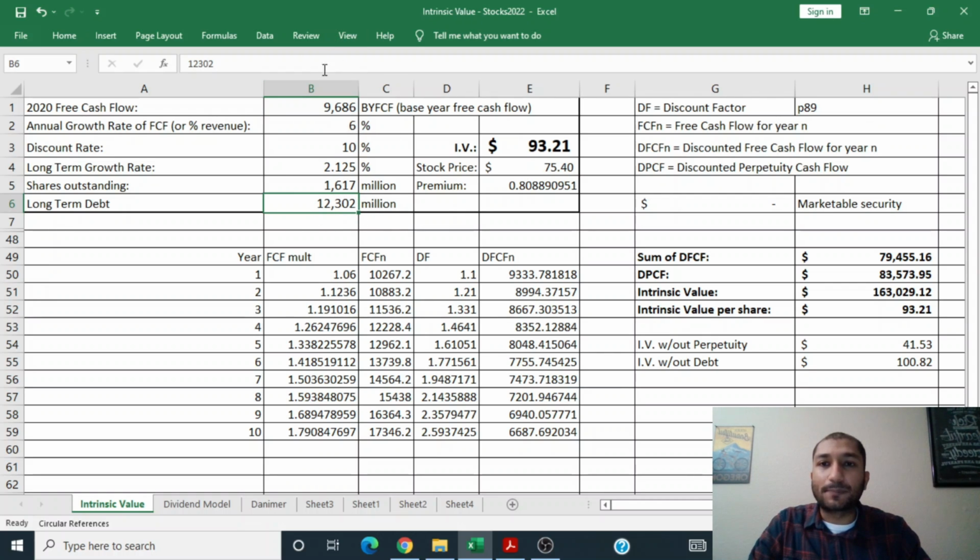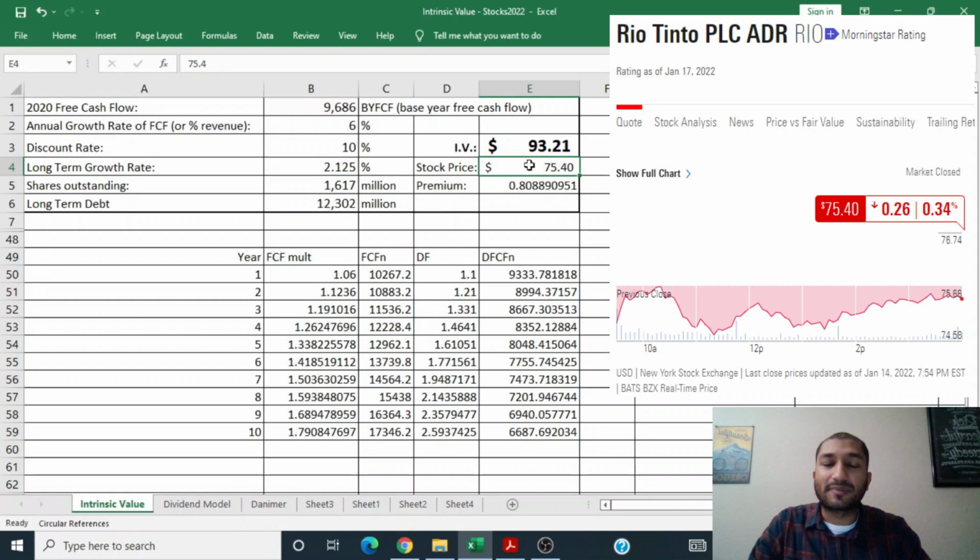After taking all of these inputs into account, we get the company's intrinsic value to be about $93 per share. When we compare this intrinsic value to the company's current stock price, which is about $75 per share, we can see that the company's current stock price is trading about 19% below its intrinsic value.